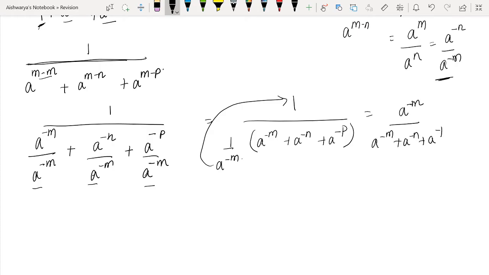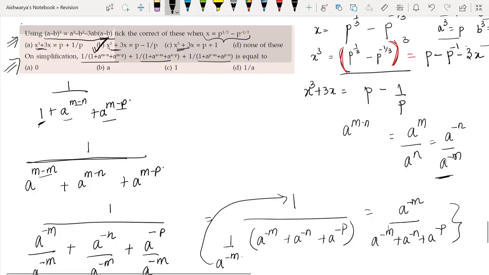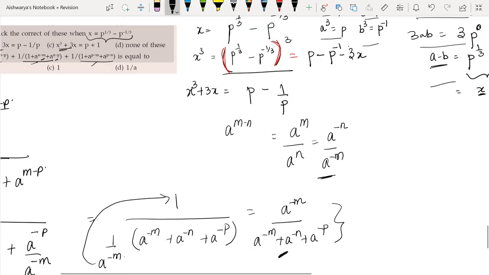Now this is the simplification of the first term. The moment the first term becomes like this, look at the second term and the third term. Let us draw a conclusion based on this. This is n minus m, n minus p. So the second term should be nothing but a power minus n divided by a power minus m plus a power minus n plus a power minus p.